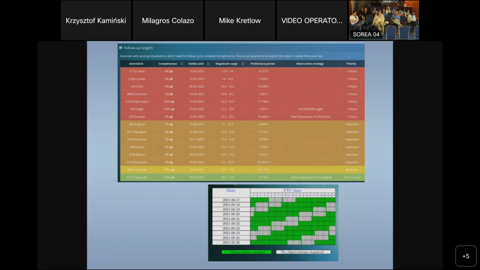If you go to the web page, you've got a table with the list of asteroids for which we currently need observations. These asteroids are sorted in order of priority. We give basic information: how long the object is going to be visible, what the range of magnitudes is, and what percentage of the light curve we have already covered, because we need the full rotation period covered. Moreover, we even provide information on which specific night the observation should be taken in order to cover the missing parts. So it's very useful for planning the observations.